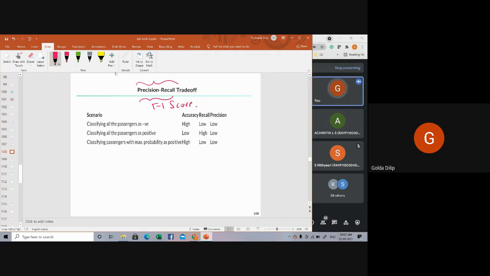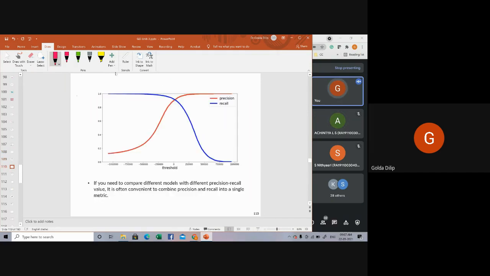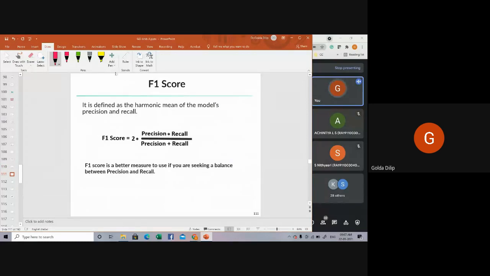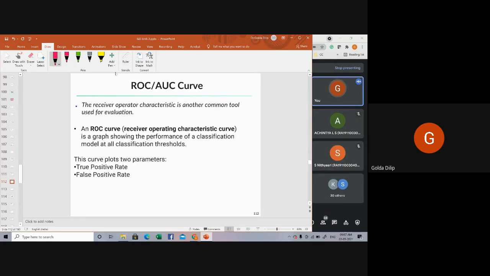Okay, so that was F1 score, a metric that combines both recall and precision to compute the performance. F1 score takes into consideration the harmonic mean: 2 times precision times recall divided by precision plus recall. If you're trying to seek a balance between precision and recall, you can go for your F1 score.